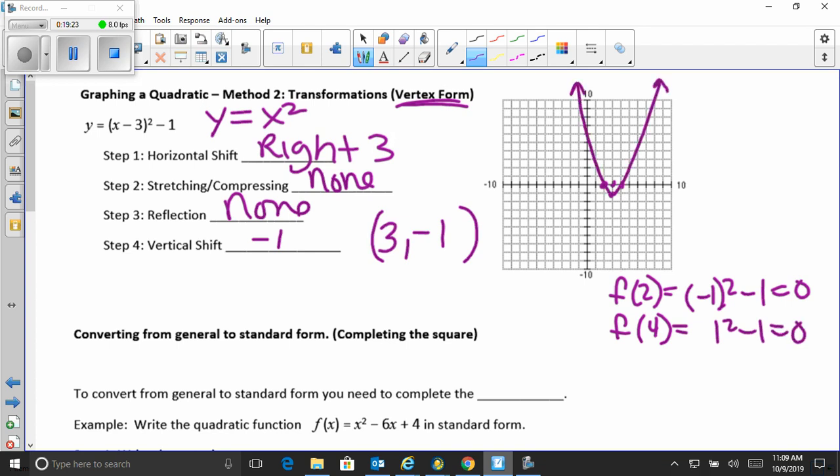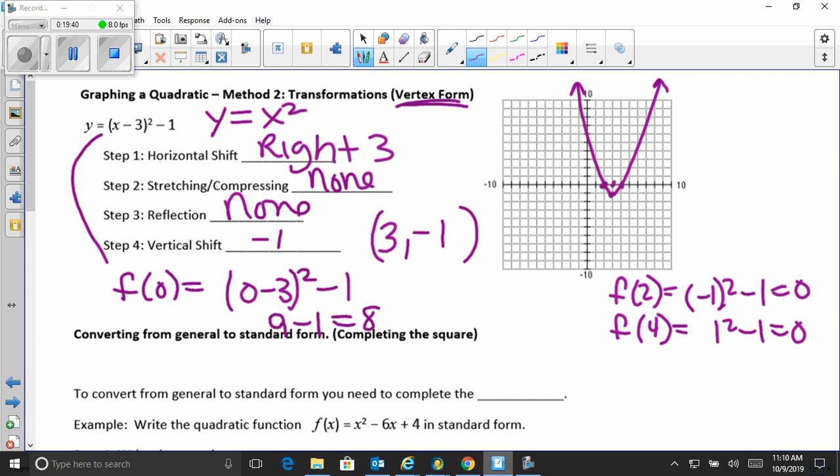You could also easily do the y-intercept, because the y-intercept is always easy to do. If you wanted another point, plug in a 0 for x: 0 minus 3 squared minus 1, which would be 9 minus 1, which is 8. So 1, 2, 3, 4, 5, 6, 7, 8. So my graph's a little bit off. There you go.